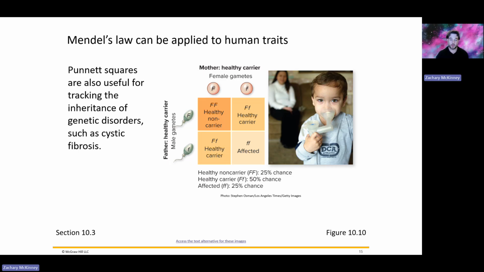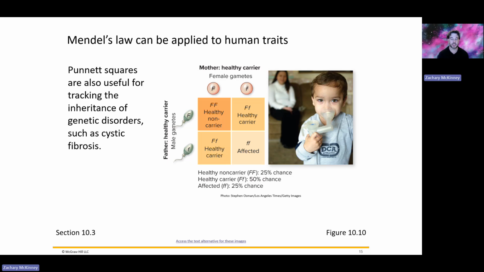And so with genetic diseases, we have to parse out, okay, are you a healthy non-carrier, a healthy carrier, or are you affected by this? And that is going to change depending on the condition being dominant or recessive, that kind of ratio. So always just be aware.